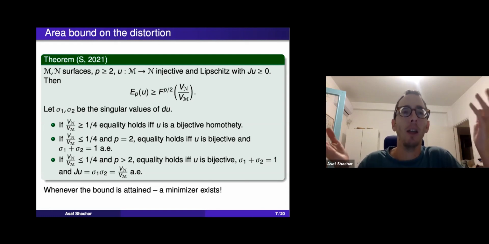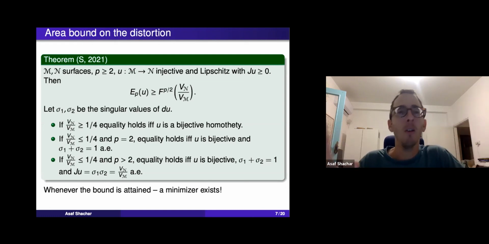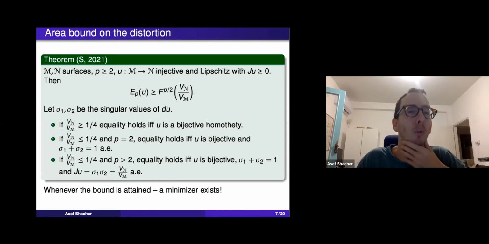And naturally, if you fix M and N, whenever the bound is attained, you get a minimizer. Okay, so this is a way of demonstrating existence of minimizers, if you can construct such a map with these properties that attains the bound.